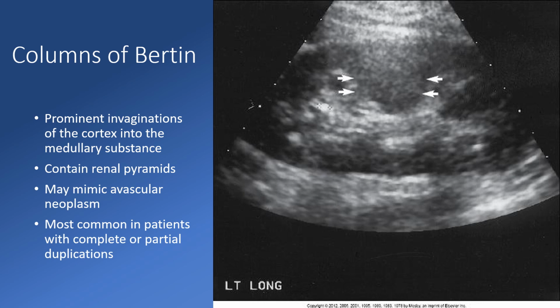And the columns of Bertin are a normal part of the kidney. They contain the renal pyramids, and they sit in between the sections of the renal medullary substance. So if you have a prominent column of Bertin, it just tends to be a hypertrophied one with a large invagination into the medullary substance. It can, however, look like an avascular neoplasm, and we're going to see it most commonly in patients who have duplication of the collecting system, whether it's partial or complete. And I'm going to point this out to you. Here we go. So here where these arrows are, this is the prominent column of Bertin right here.